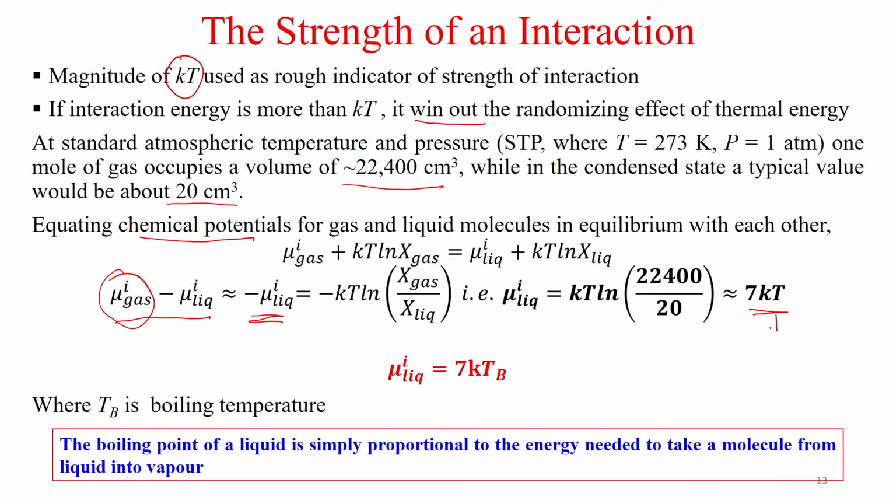And what it has been observed is that this value does not significantly change with the temperature in the range of maybe 100 to 500 Kelvin. So, if you consider that the boiling point is falling in this range, we can simply write T as Tb. So, mu I liquid is equal to 7 times of the thermal energy. So, from this expression it says that the boiling point of a liquid is simply proportional to the energy needed to take a molecule from the liquid to the vapor. So, the boiling point is directly proportional to mu I liquid, the energy needed to take a molecule from the liquid into the vapor.